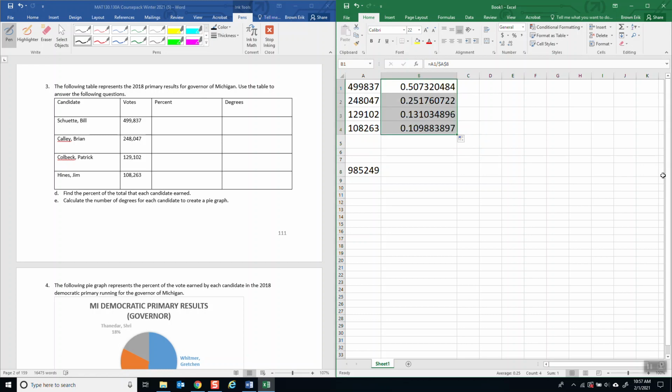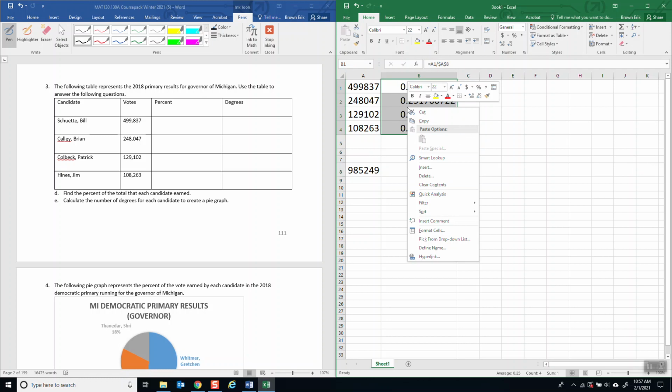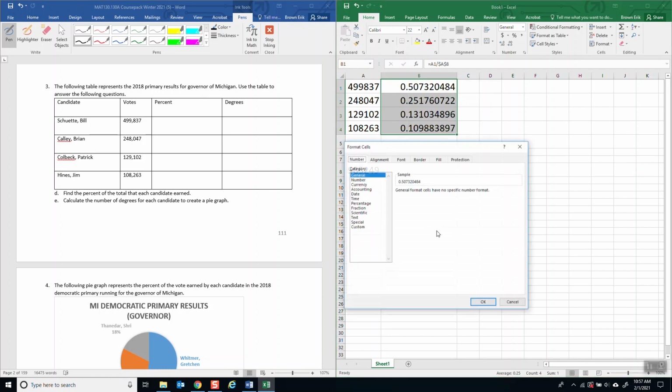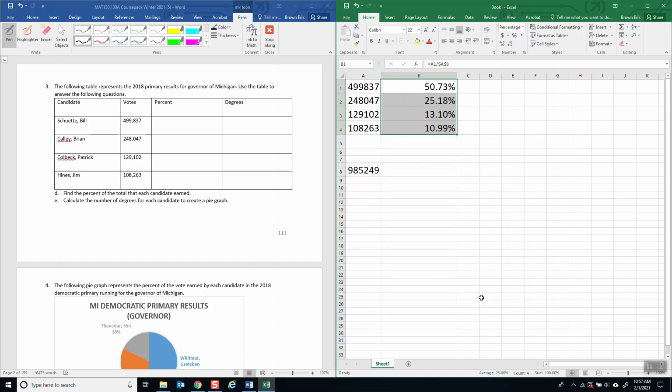Now, we want these to be rounded to the nearest percent. So I didn't show this to you all in the project 1 videos, but I'll do it now. You can format these cells. So I'm right-clicking, and I'm clicking Format Cells, and we can turn this into a percentage automatically with 2 decimal places, if we so choose. And it converts it to that nicely for us. So I'll write that down over here.